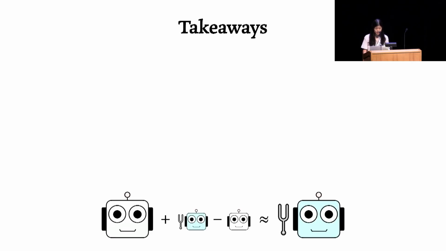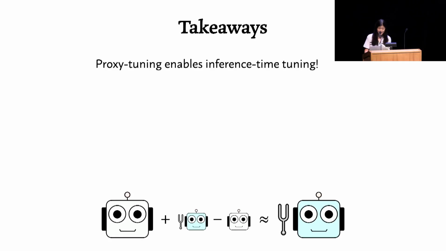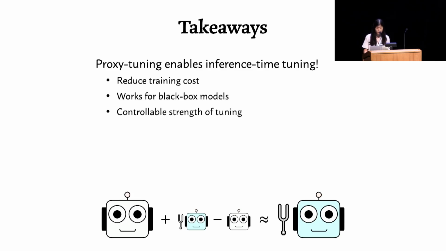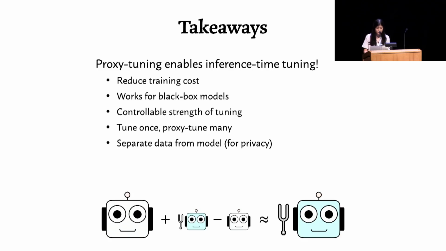So finally, to conclude, proxy tuning enables inference time tuning. This has a number of nice features. It reduces the training cost of tuning. It enables adaptation of black box models. It allows control over the strength of tuning. It allows you to do tuning once, then essentially apply that tuning to an arbitrary number of models. And finally, it also enables tuning on private data that cannot live on the same device as the base model.